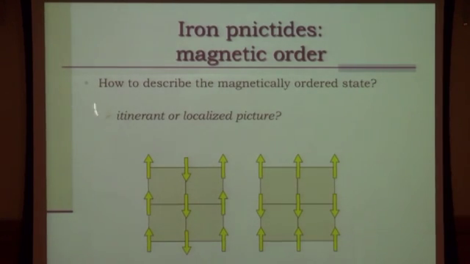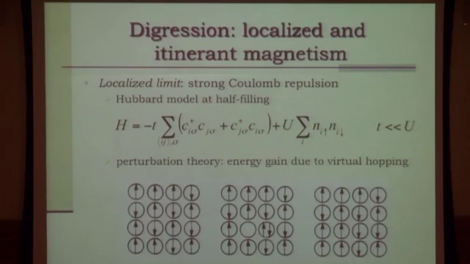How many of you here have heard of the terms itinerant or localized magnetism? Good, so not many of you. So what I will do here is first discuss what is itinerant and what is localized. And you see that there is some gray area there, because most systems are not in the extreme limits. So that's what I will do first: just discuss what is localized and what is itinerant magnetism.